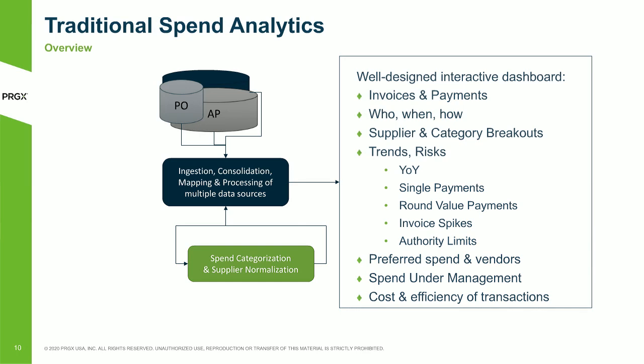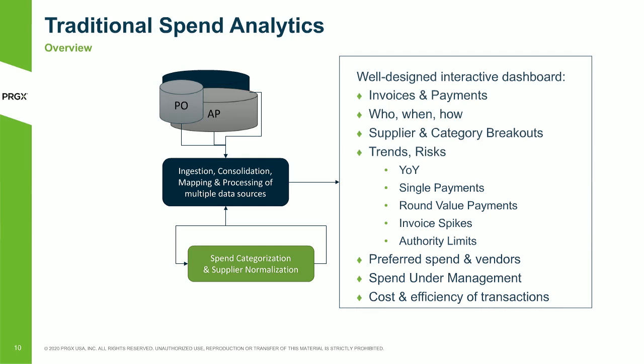Who, when, how, being able to look at any combination of suppliers, categories, regions, companies, BUs, functions that you need. Being able to highlight some of the key trends and risks. A lot of things start with year-over-year trends. Then single payments, round value payments, invoice spikes, authority limits, things that people approved or bought that should have been bought on P cards, but were bought using an invoice instead. Single-use vendors, single-use purchases, things like that.